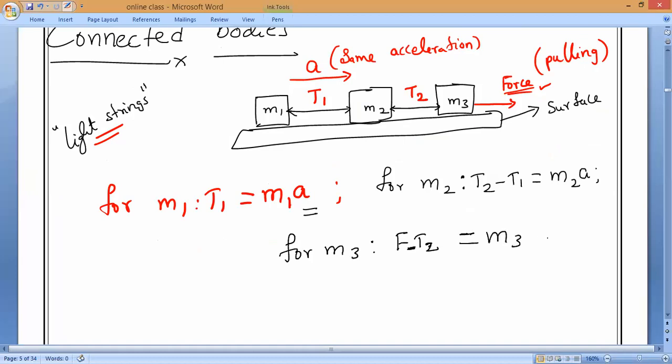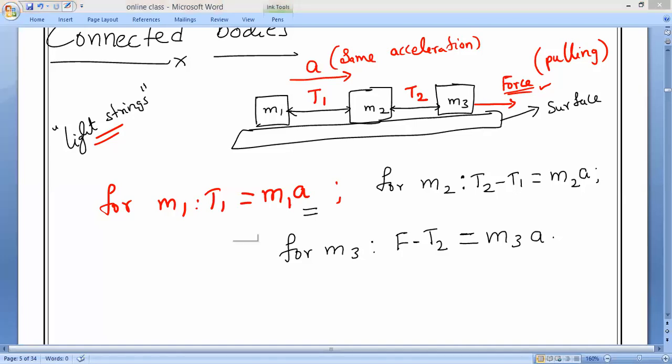M3 into A, because all the bodies are moving with what? Constant acceleration, understand? So uniform acceleration only they will move. So for M3, F minus T2 is equal to M3A. So this is what will happen for M1 and M2 and as well as M3.